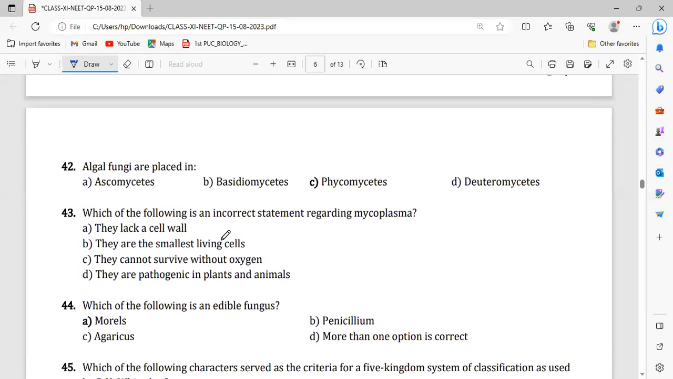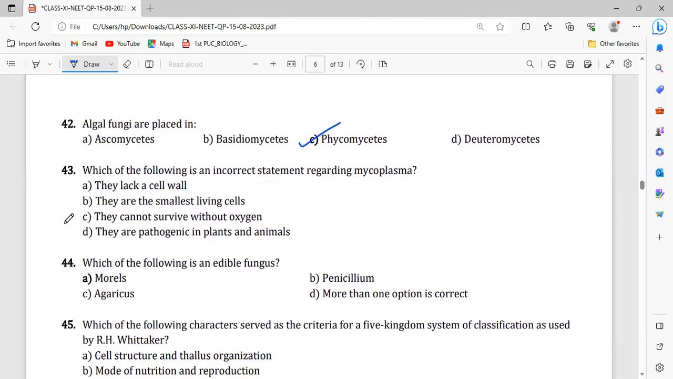Then 42, algal fungi are placed in. So before we had seen algal fungi, they are the common name for Phycomycetes. Then 43, which of the following is an incorrect statement regarding mycoplasma? So one by one we shall see.